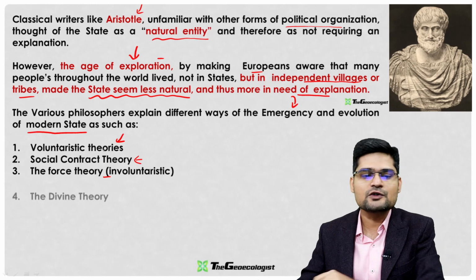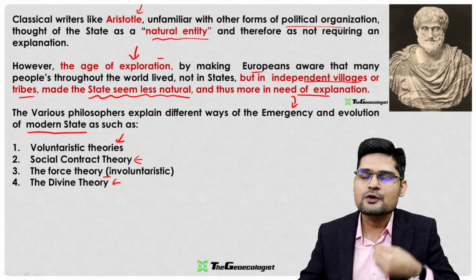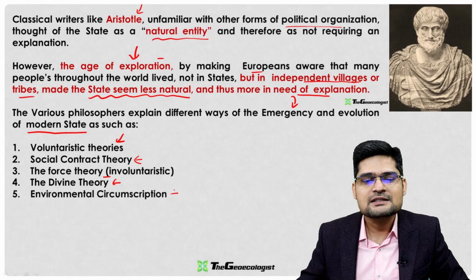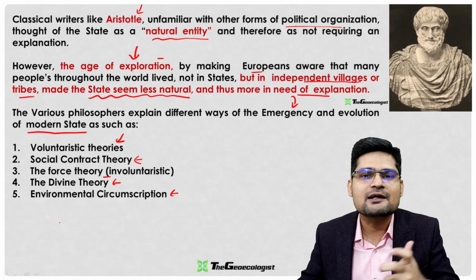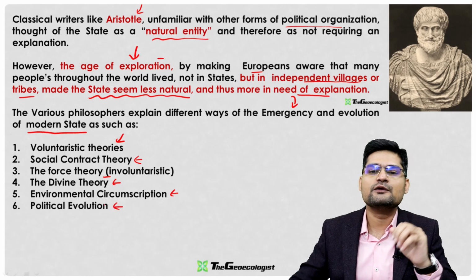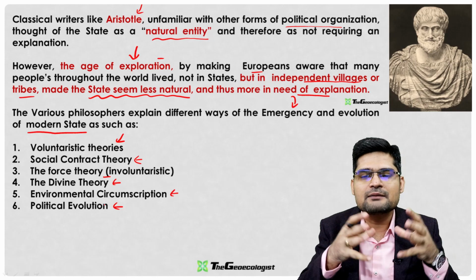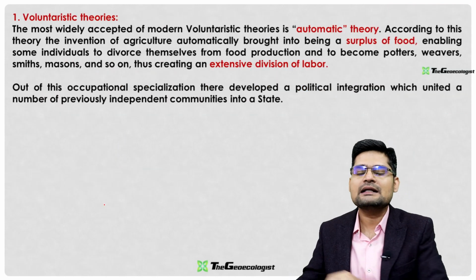And then what you observe is the divine theory, which has a theological, divinity approach. Then we observe environmental circumscription, which talks about a deterministic idea of environment. And then we evolved further into the political evolution and social evolution of the state. So these are the 6 major building blocks in terms of theories of the origin of a state. So one by one, let's analyze these.